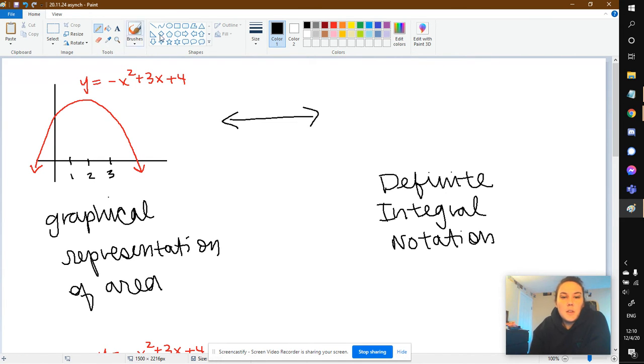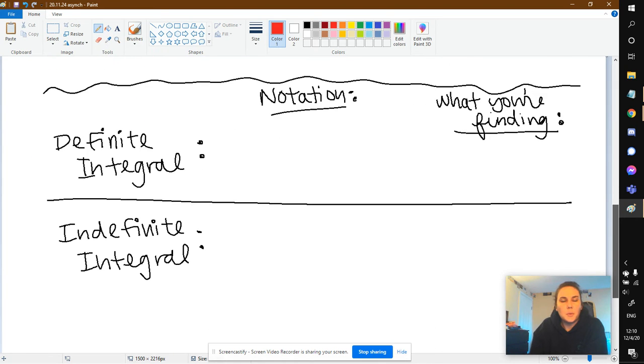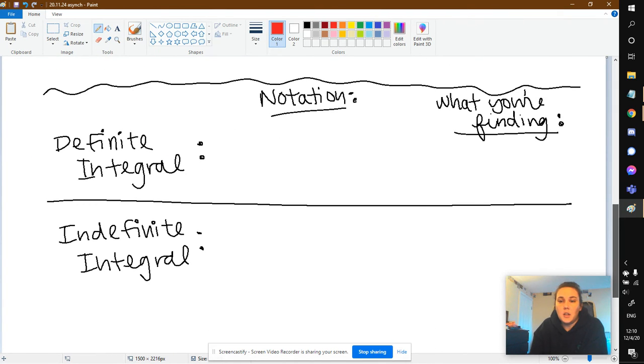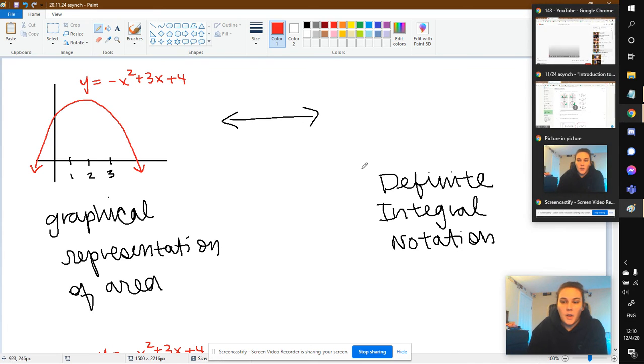Okay, so the two main things we're looking at in this assignment were the notation for the definite integral and how it relates to the area, and then also what's the difference between a definite integral and an indefinite integral. So let's go through it.